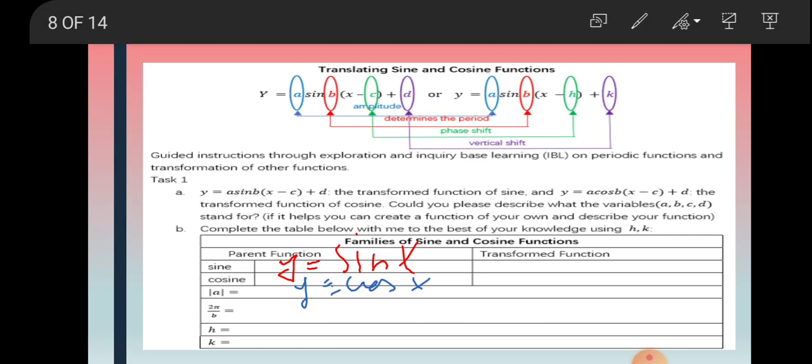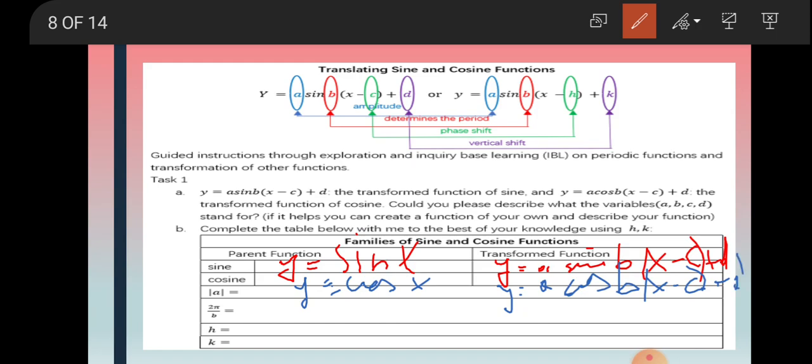So since I use red for the sine, I'm going to use red again. So y equals a sine b x minus c plus d. Yes. And the same way for cosine, y equals a cosine b x minus c plus d. And we filled out half of the table.